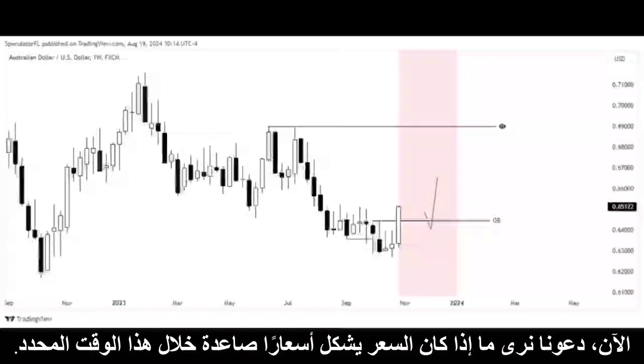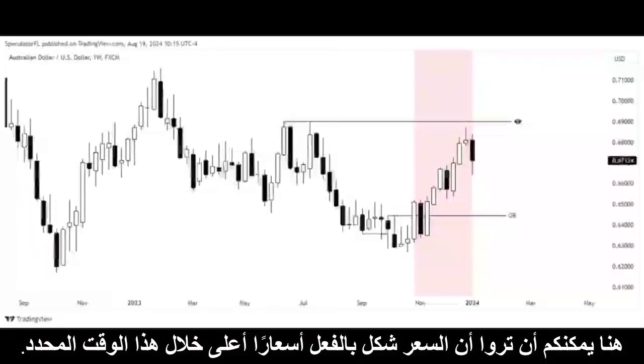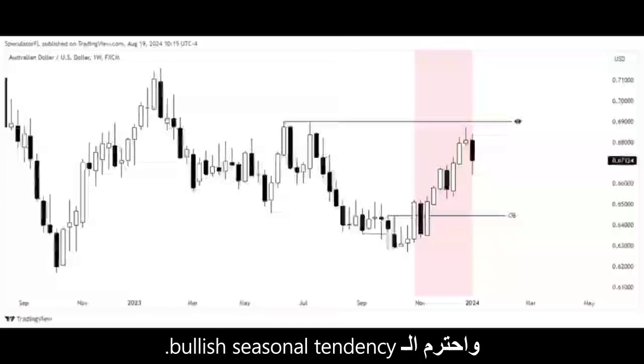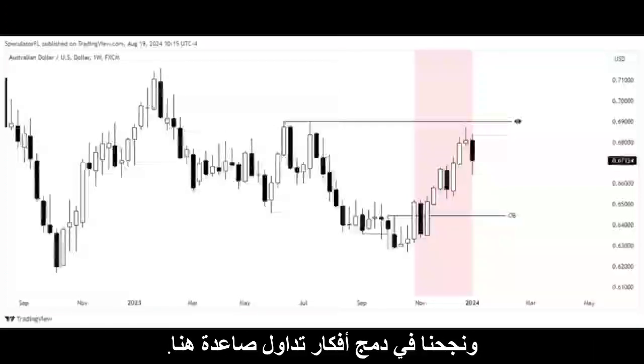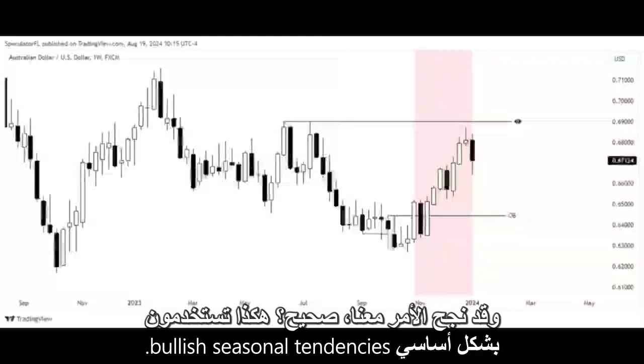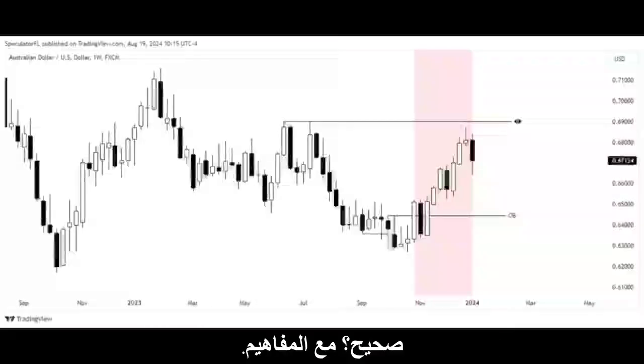Now let's see if price formed bullish prices during this particular time. Right here you can see that price indeed formed higher prices during this particular time and respected the bullish seasonal tendency, and we successfully managed to incorporate bullish trading ideas here, and it worked out for us, right? This is how you basically use bullish seasonal tendencies with the other concepts.